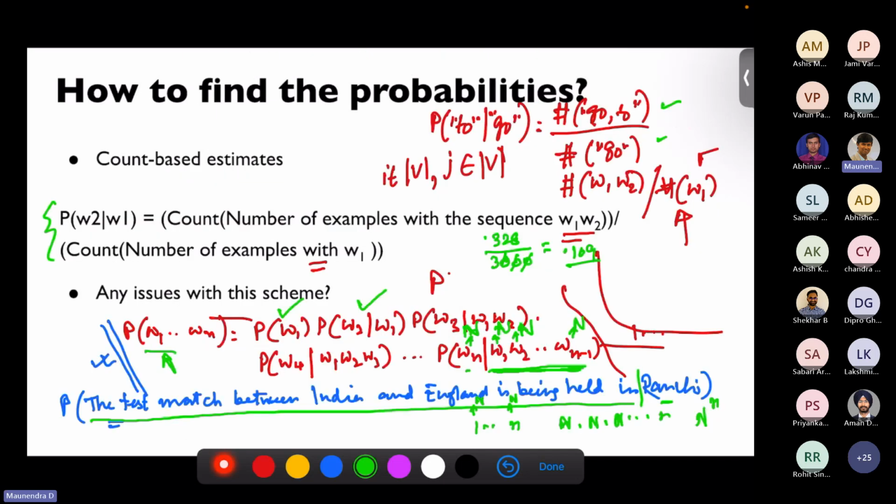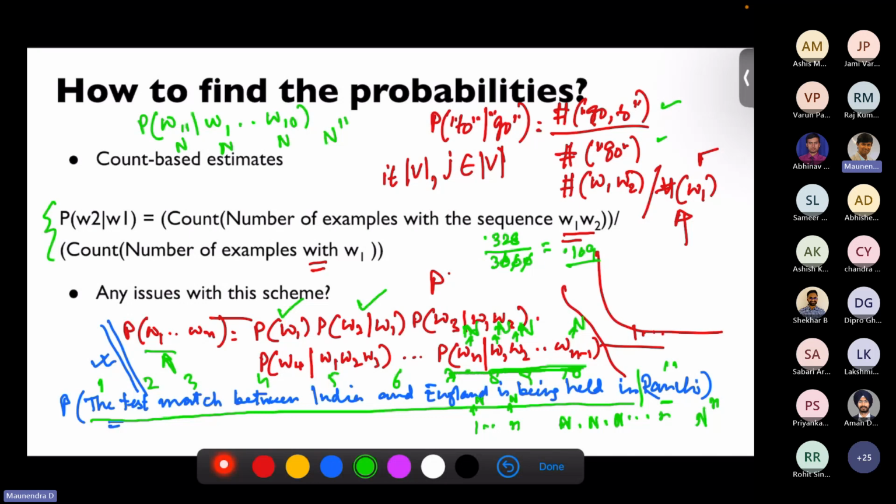So even in this case, how many words are there? 1, 2, 3, 4, 5, 6, 7, 8, 9, 10, 11. So we need to have the probability of W11 given W1 to W10. Each of these can have n choices, so n to the power 11. These many entries we need in the table to be able to compute this, which is definitely not possible.